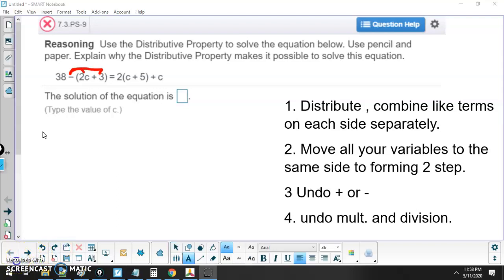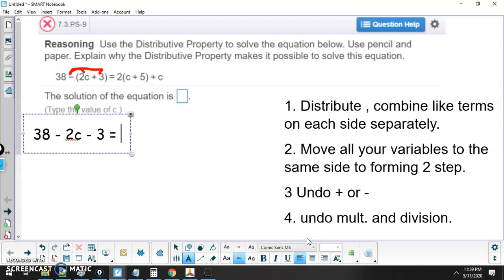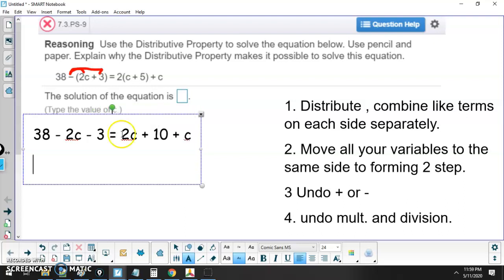All right, let me type this out. It'll be easier for you and me here. All right, so you'd have 38 minus 2c. Now when you distribute the -1 times 3, that becomes a -3, okay? So make sure that minus sign gets distributed. That's critical. All right, on the other side, you have 2c plus 2 times 5 is 10, plus an additional c. Okay, we're still on step 1 here.